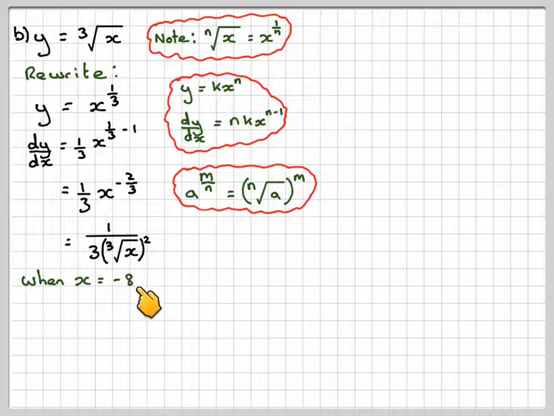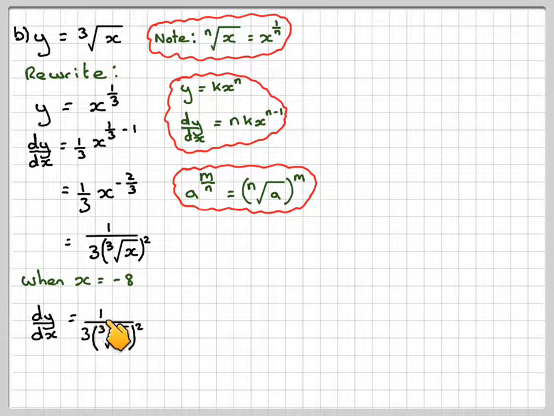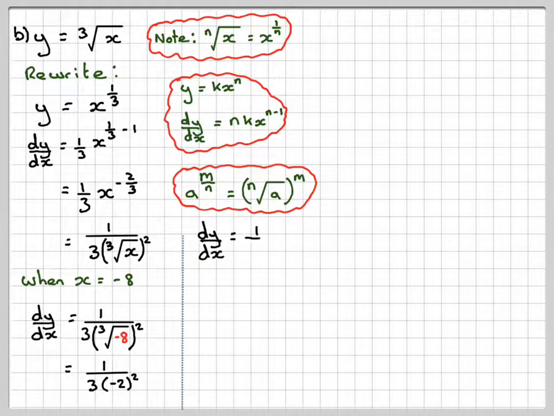So when x is equal to minus 8, now substitute that in, you're going to get dy by dx is 1 over 3 times the cube root of minus 8 squared. Now if you square it and then cube root it, it doesn't matter which way around you do it, but it's easier to take the cube root first. The cube root of minus 8 is minus 2. Alright, so you get 1 over 3 times minus 2 squared. And minus 2 squared is 4, so 1 over 3 times 4, that becomes 1/12.